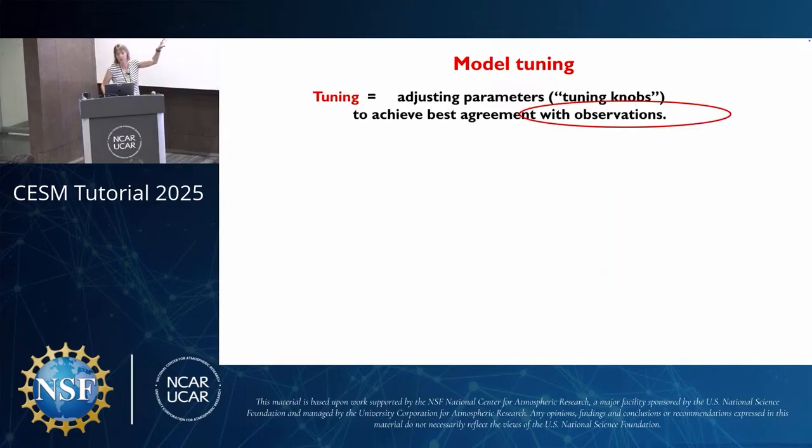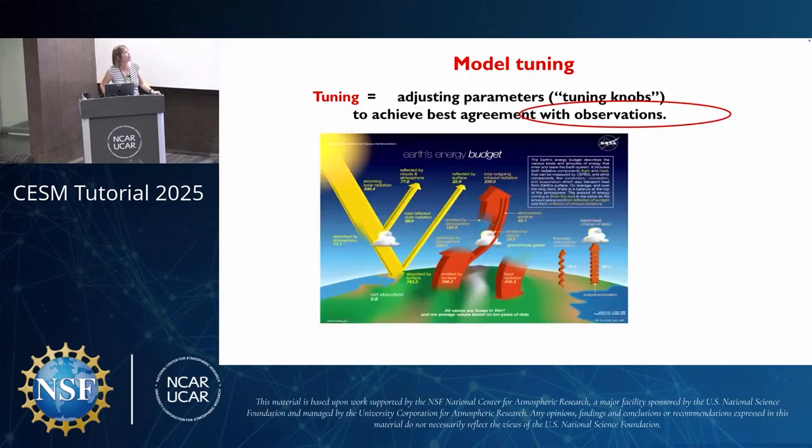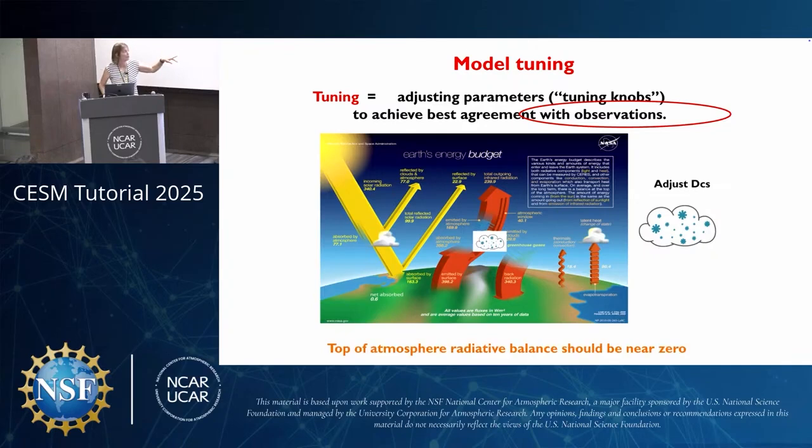Then what's going to be the impact on my simulation? We do this to get the best agreement with observation. And here I have the Earth's budget. You might be familiar with this plot, but this is where I'm going to adjust my DCS and change the budget. This is just an example of a parameter that I pick because it's easy to understand, I hope, but there are many other parameters. And what we try to adjust in a coupled simulation is to have the top of atmosphere radiative balance be near 0.